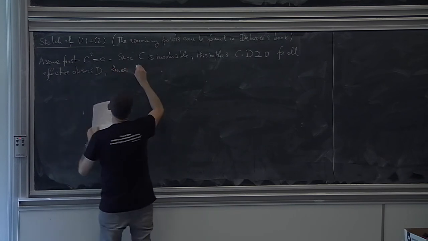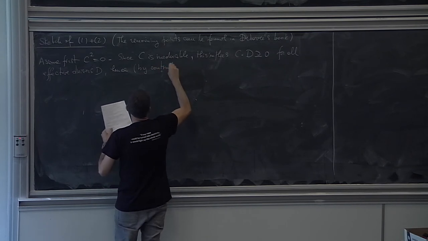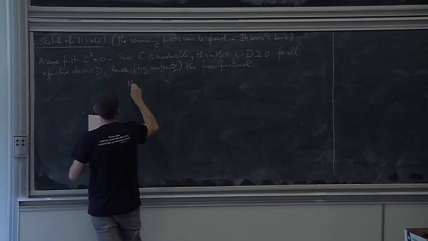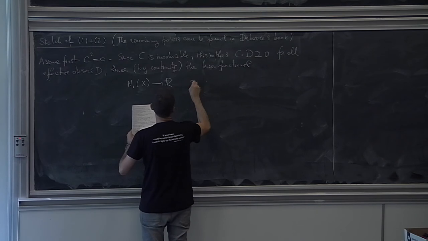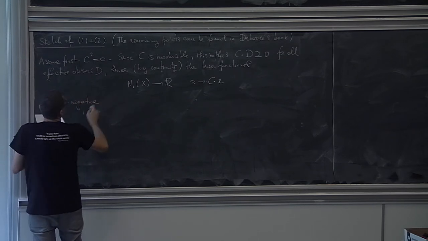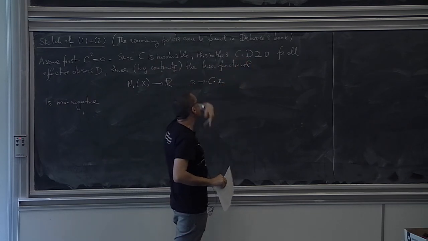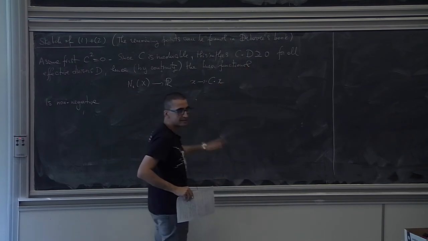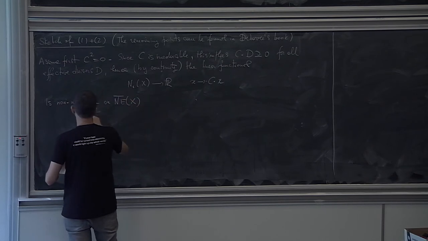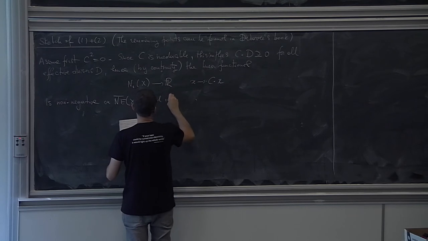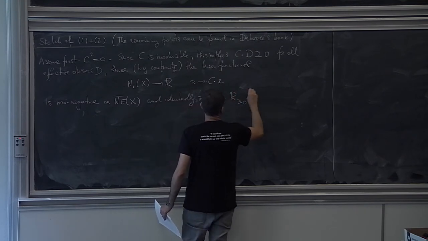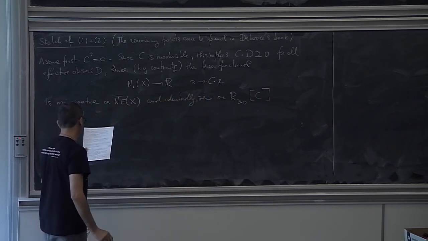Hence, by continuity now, the linear functional n1 of x, over R, given by x goes to C times x, is non-negative. I mean, this is true for integer classes, so it's true for rational classes, and by continuity, it's true for real classes. It's non-negative on NE of X, and identically zero on the ray spanned by C, because C squared is zero.